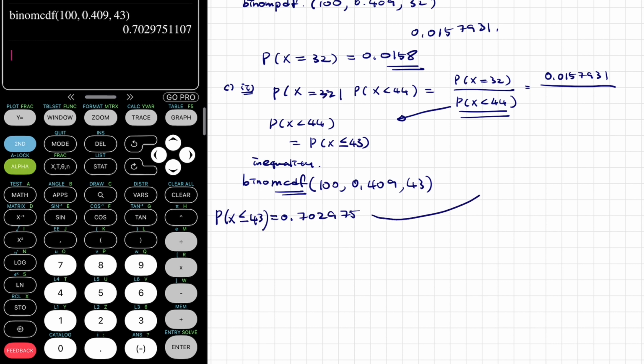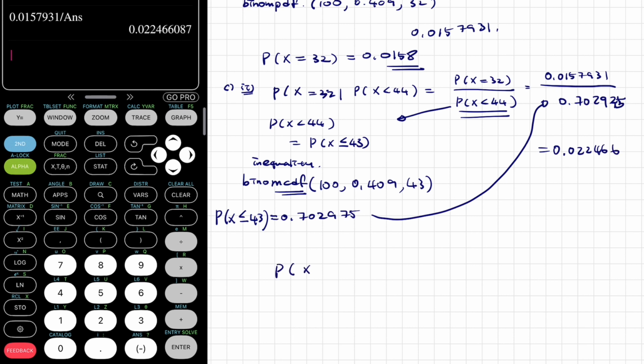So we can substitute this value here now. 0.0157931 divided by the 0.7029, and it will give you the value of 0.022466. So we can say that probability that x value is equal to 32, given that the probability that x is less than 44 is equal to 0.0225.